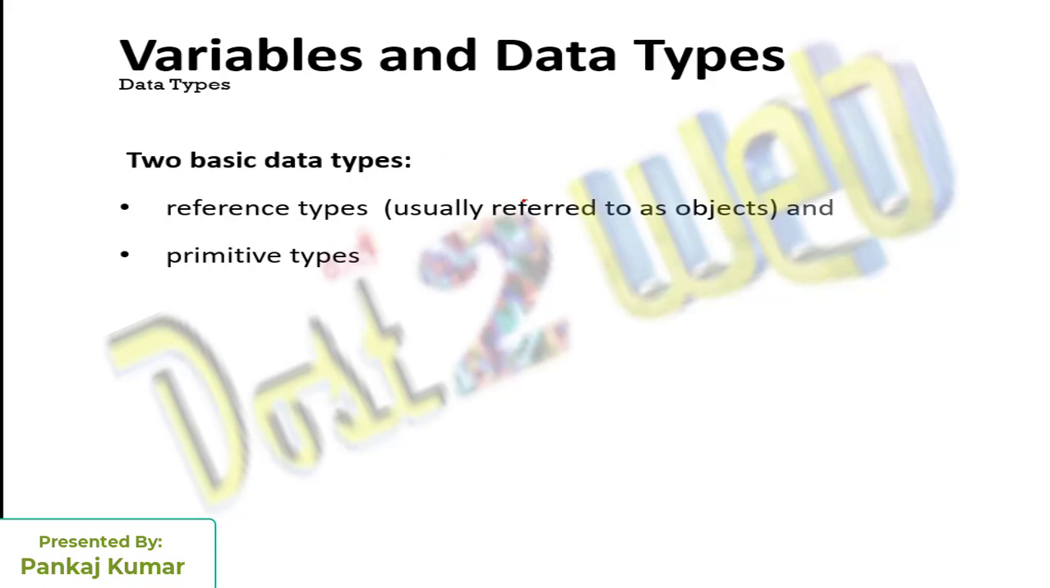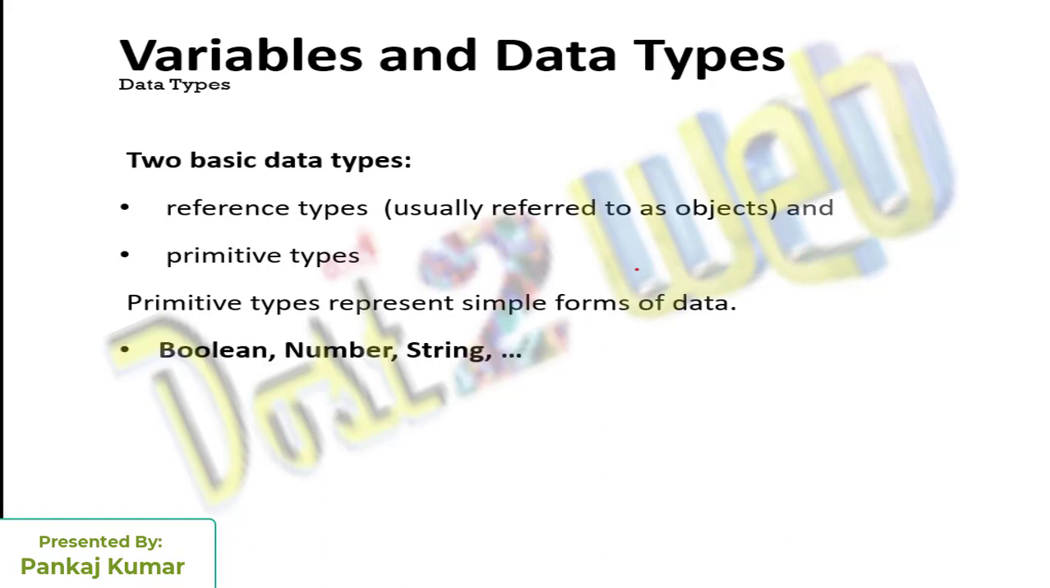Reference types are referred to as objects, you are going to use them as objects. Primitive types are built-in types. Primitive types represent simple forms of data. That means a primitive type is a fixed constant, already defined. What are those? Booleans, numbers, strings. A string and all of these are primitive types.